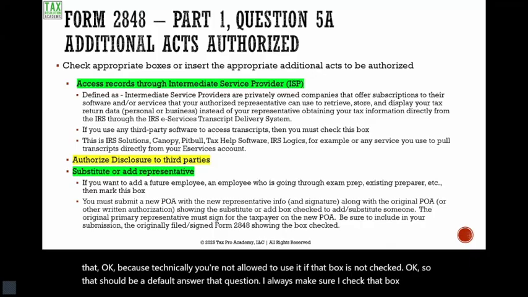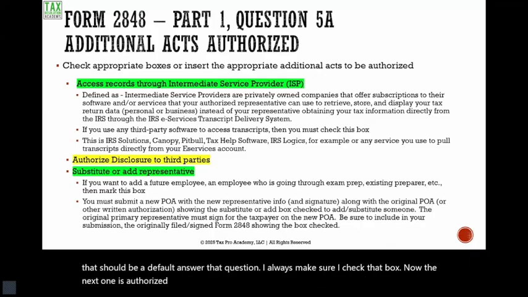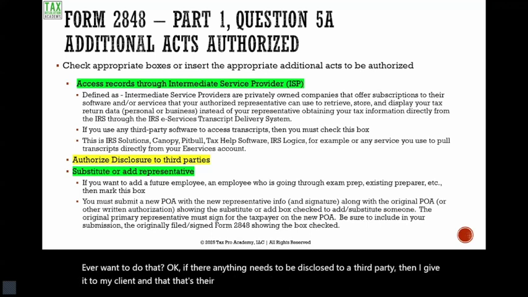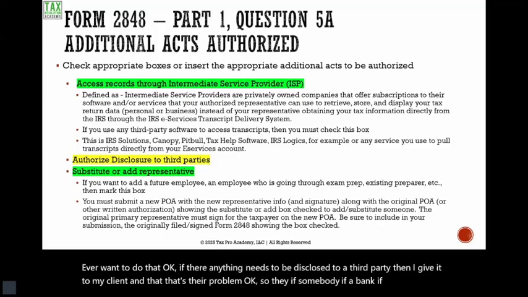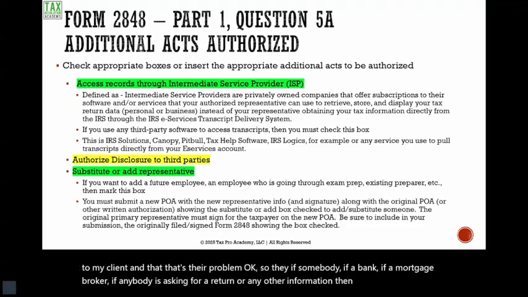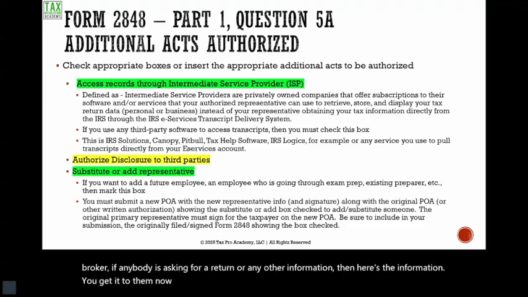Now, the next one is authorized disclosure to third parties. I never personally want to do that. If anything needs to be disclosed to a third party, then I give it to my client and that's their problem. If a bank, a mortgage broker, or anybody is asking for a return or any other information, then here's the information, you get it to them. Now, if I put it in my secure portal and they want to give their login information for them to go download it, that's up to them.